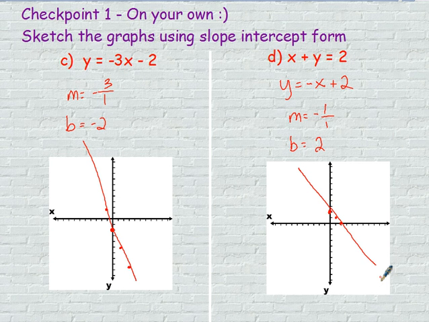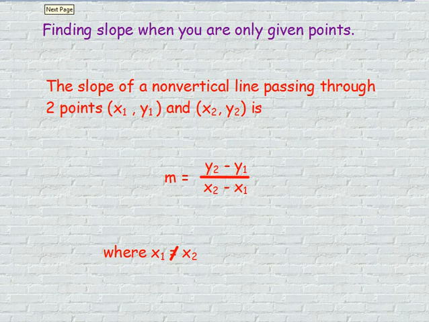We good? All right. Let's talk about how do I find a slope? What if all I have is 2 points? Well, if you have a graph, it's easy. All you got to do is count, right? But if you don't have a graph, it's very simple too. You actually have a formula.